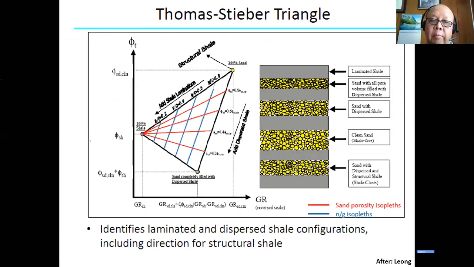So this is a Thomas Tiber plot where we can plot against V shale or against a gamma ray log. Here the gamma ray is plotted in reverse scale, which means increasing gamma ray to the left, decreasing gamma ray to the right. And the porosity is increasing upwards. So here we have a sand point, we have a shale point, and we have a dispersed shale point here. From this triangle, here is increasing dispersed shales from the sand to the shale point downwards. And here we have an increase in shale lamination in this direction.